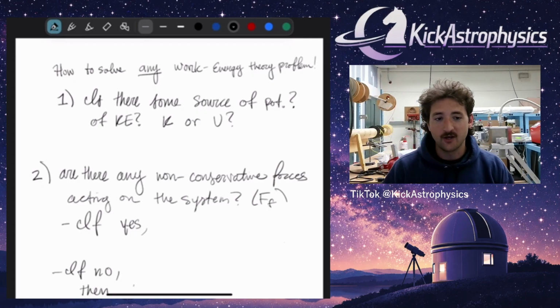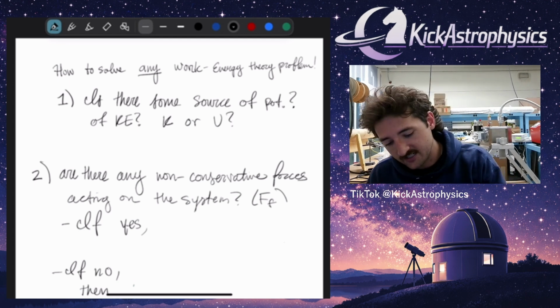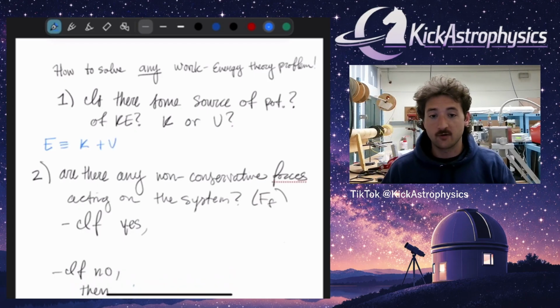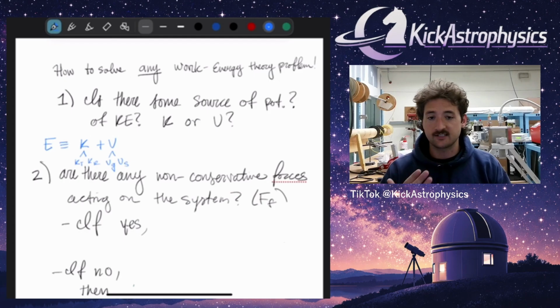And the first step is to actually identify that you're going to be using work energy theory. So my first step here is: is there some source of potential or kinetic energy? K or U, basically. So this is under two assumptions, right? That energy is represented by some addition of a kinetic portion and a potential portion. We can have translational kinetic energy, we can have rotational kinetic energy, we can have gravitational potential energy, we can have elastic potential energy. At least at this level of this course, these are the main ones that you're going to be dealing with.